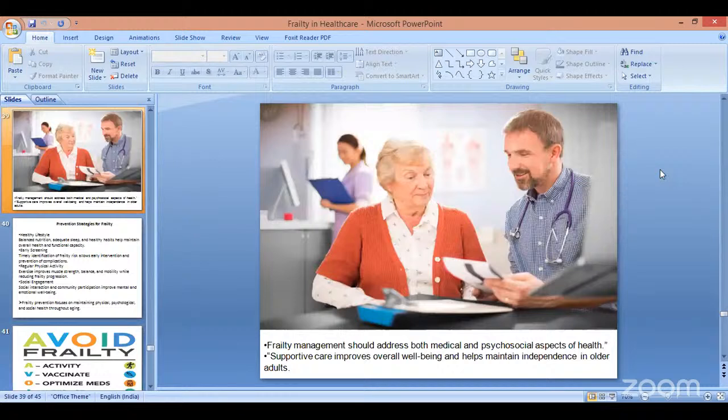It's a beautiful picture again that frailty management should address both the medical and psychological aspects of health. Supportive care improves the overall well-being and helps maintain independence in older adults.